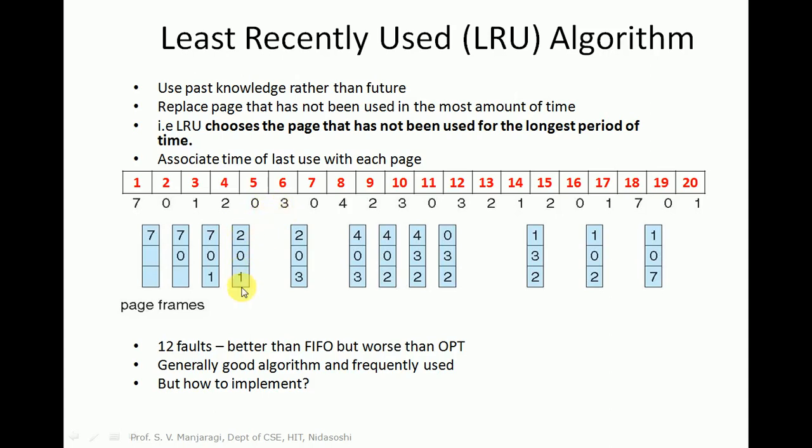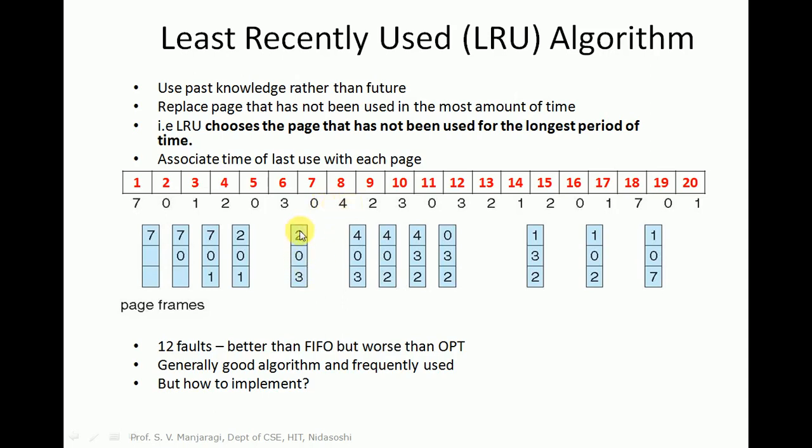3 is not there in the memory, we need to go for the replacement. So we need to decide which page to replace here. Among 2, 0, 1, we need to consider which page is not used for the longest period of time. 1 is not used for the longest period of time, so we need to replace 1 with the new page 3. Next is 0, 0 is already there in the memory, no replacement is needed. We will go to 4.